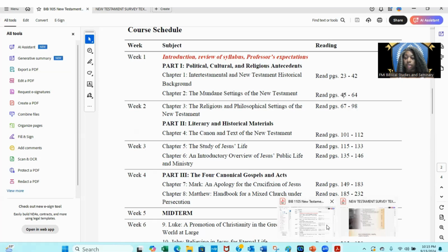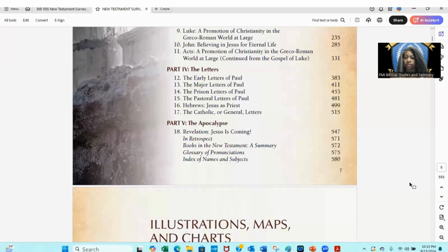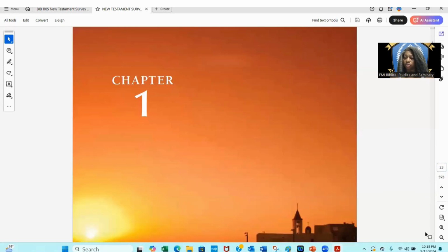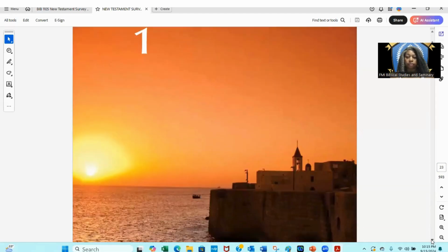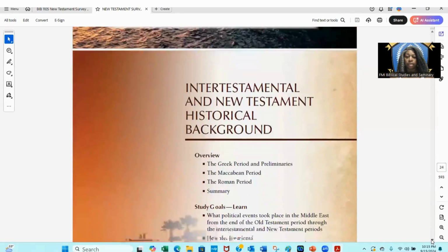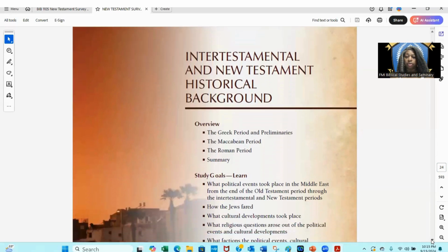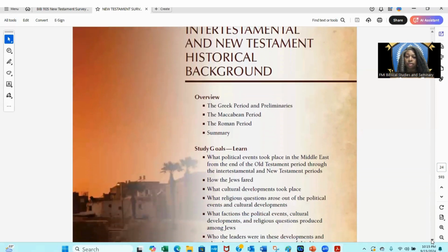So now let's go here again to the textbook, and we want to go to page 23. Okay. Here's a shortcut: 23 right here. If we want to, just put 23 in there and hit enter. It automatically takes you to page 23. All right. So chapter 1. That's where it's reading. And we get into this, and it talks about the period of the Greek, the Macedonian, a Maccabean, Maccabees is what they call it, a Maccabean period and the Roman period, and then a summary on that.